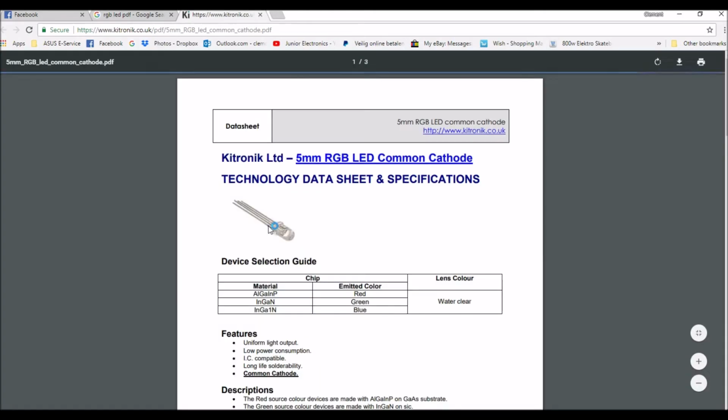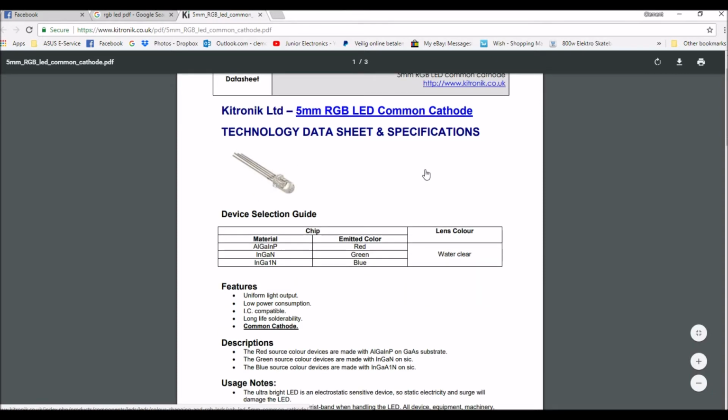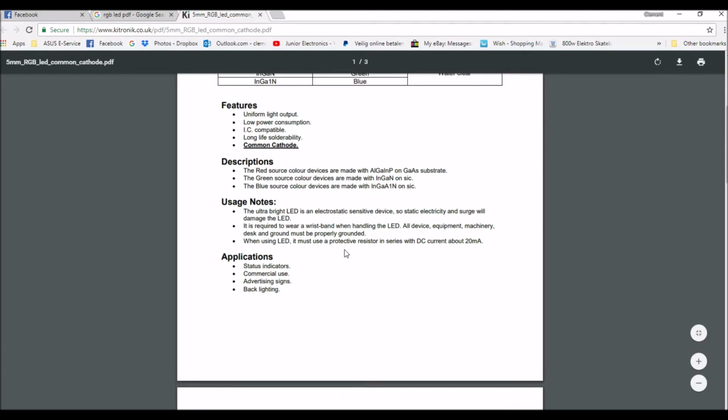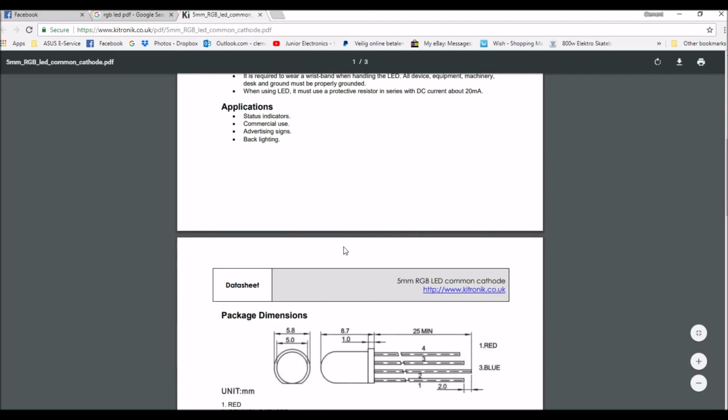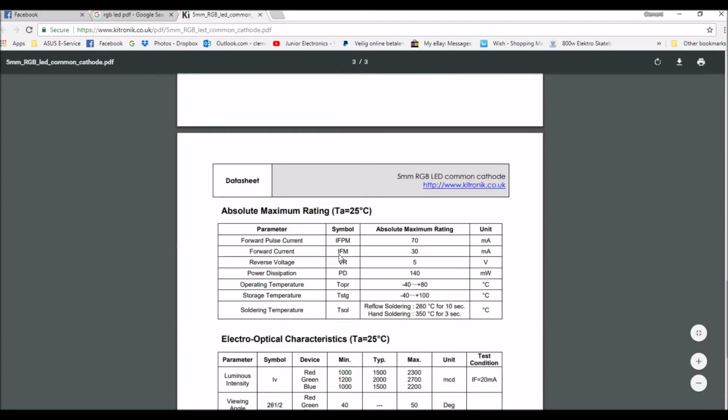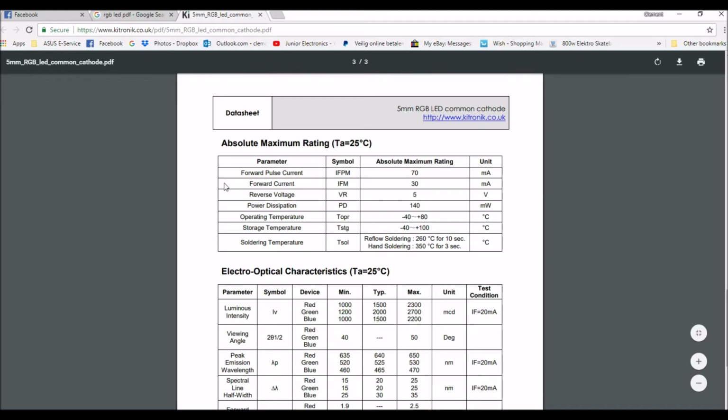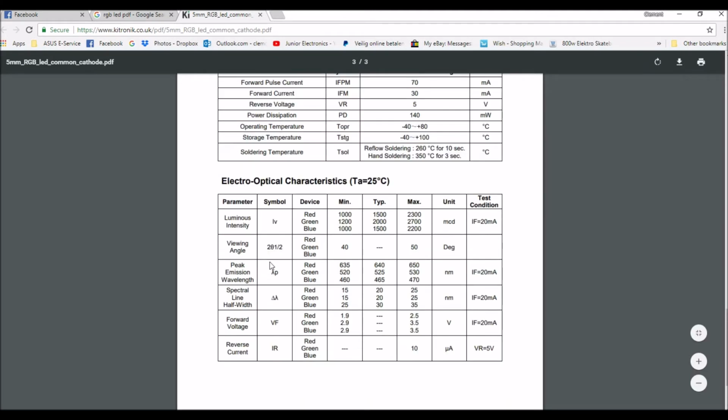Take this one here. As you can see, it's a 5mm RGB LED, common cathode. Then we have the colors red, green, and blue. But what is important for us to know is on this data sheet here. Specifically this here. These are the forward voltages.